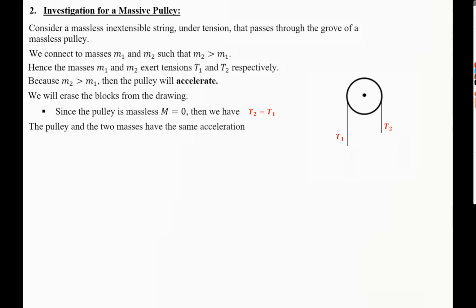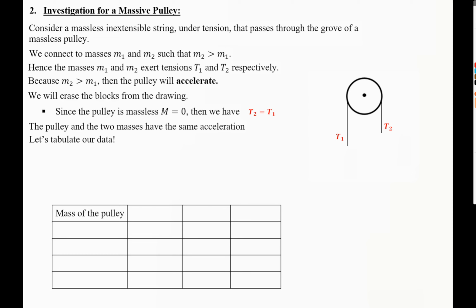The pulley and the two masses have the same acceleration. Let's tabulate our data. We have the mass of the pulley, the acceleration, the tension T2, and the tension T1. Although the section states we're investigating the case of a massive pulley, until this moment we're considering the case where the pulley is massless. Massless pulley means M is equal to 0. We have an acceleration which can be determined using Newton's second law, and the tensions in this case are equal. Here the numerics are based on the masses M1 and M2.